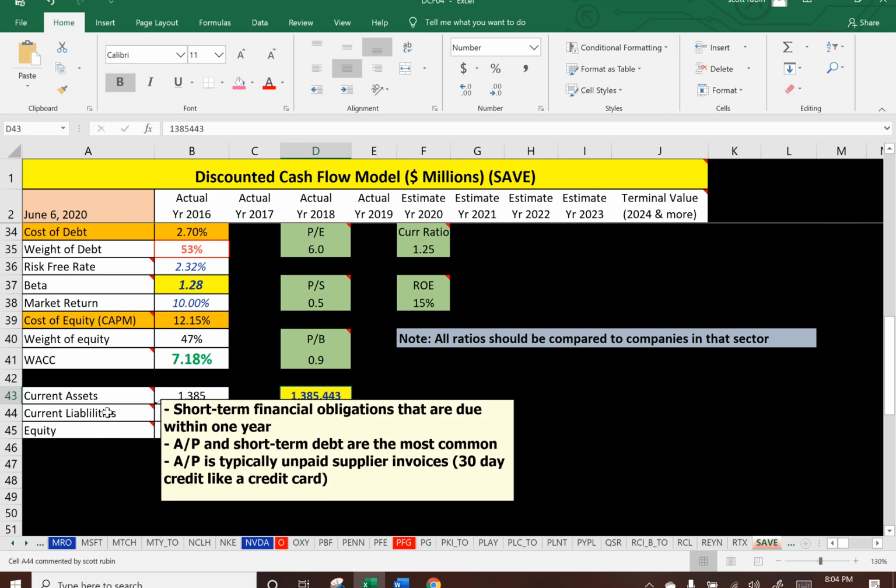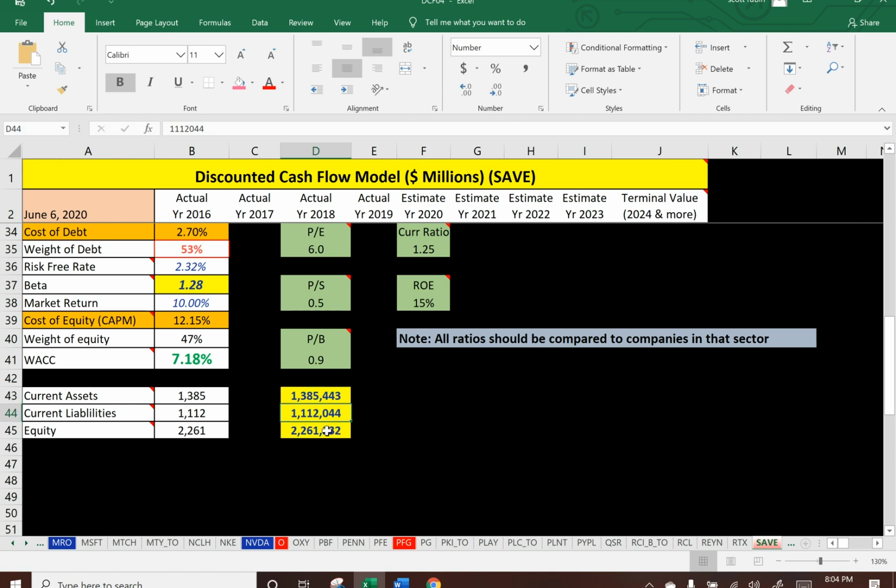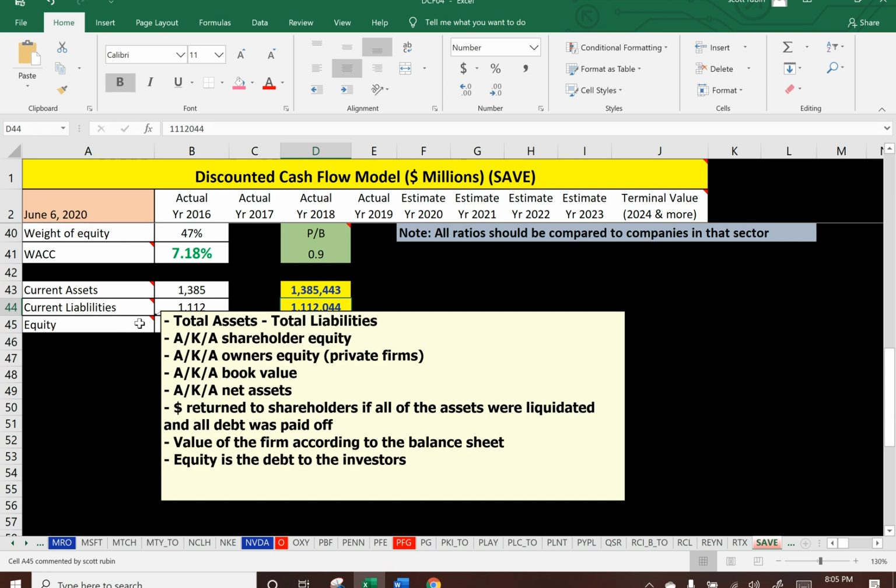Current liabilities are short-term obligations that are due within a year. Accounts payable and short-term debt are the most common. And they have 1.1 billion. So that's good. You want current assets above current liabilities. If that was not the case, then they would have to borrow money just to fund their day-to-day operations. And then equity is on the balance sheet, and if you wanted to calculate it, it's their total assets minus total liabilities. So it's what we call the book value, or net assets. It's the value of the firm as per the balance sheet.